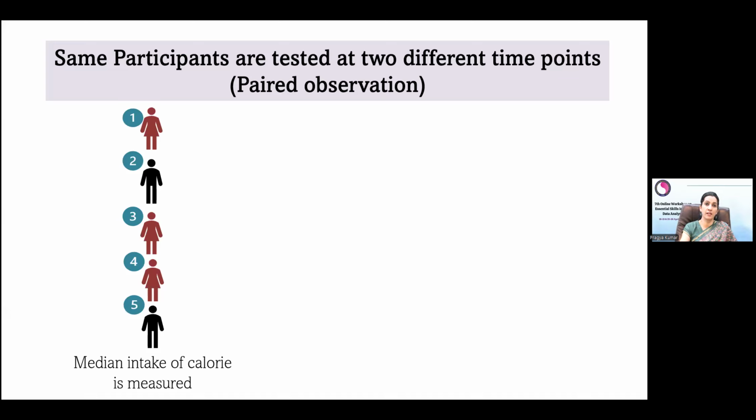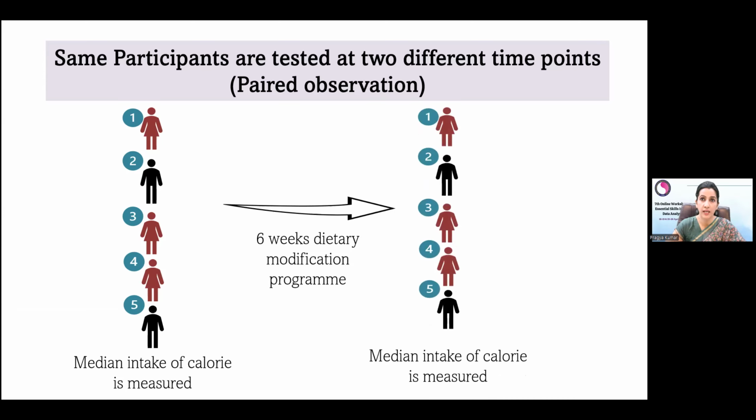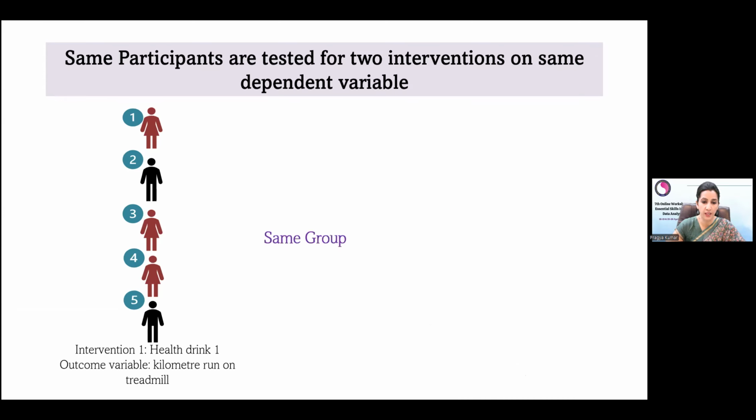So here, like you can see, there are 5 participants and they are being tested at two different time points. So here we have taken the mean intake of calories, and after a 6-week dietary modification program, again we measure the mean intake of calories.